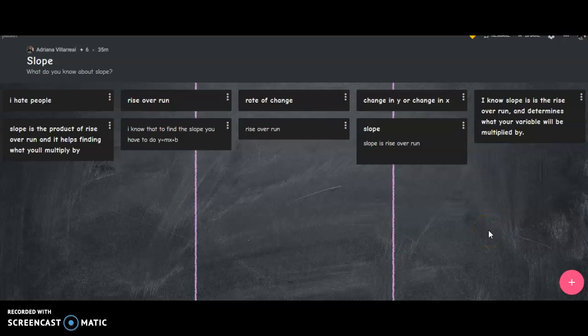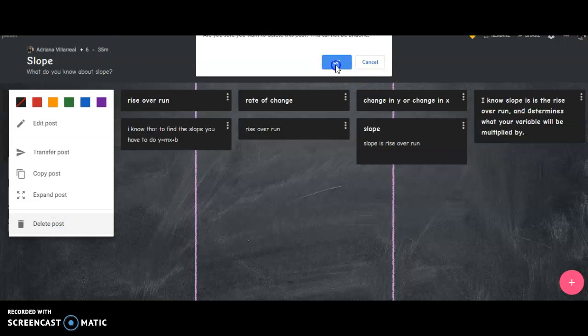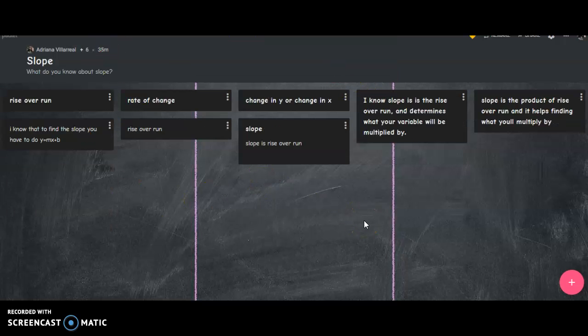Hi guys. Today we started our class with a Padlet about slope. I posted a link in our Zoom and we collaborated on thoughts about what slope was. Most of us did say rise over run. It's the M, right? It's Y over X.